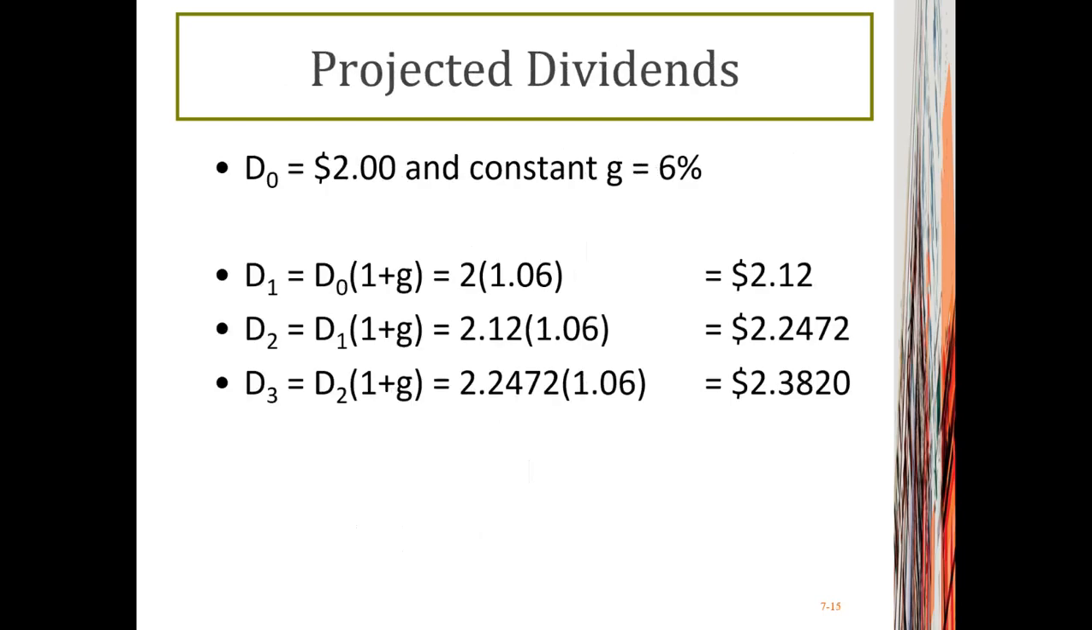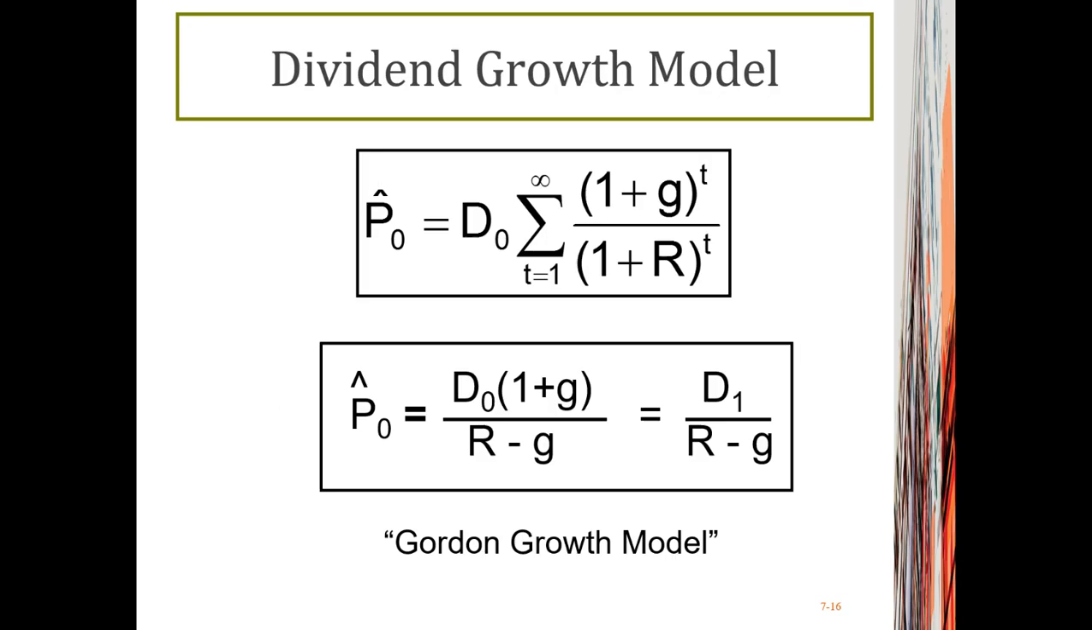Once we get all those numbers, for example, D1 equals D0 times 1 plus G, and D0 is $2, and G is 6%. Therefore, D1 would be $2.12. And D2 equals D1 times 1 plus G, and that is $2.2472. And we can do a similar thing for D3, D4, D5, all the way to DN.